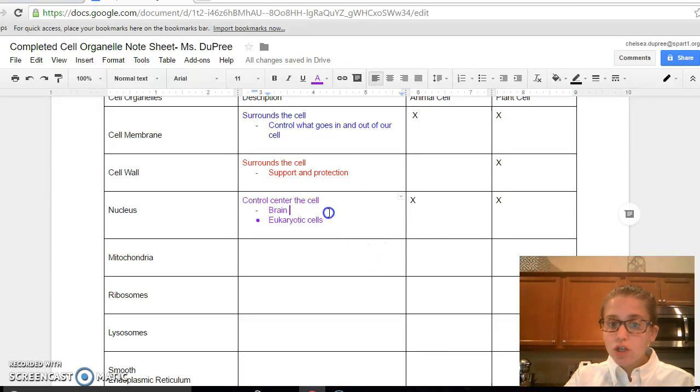Your nucleus also, as being part of the control center of your cell and having the brain, this is where your DNA is stored. Because remember, our DNA is super precious and we want to keep him safe.